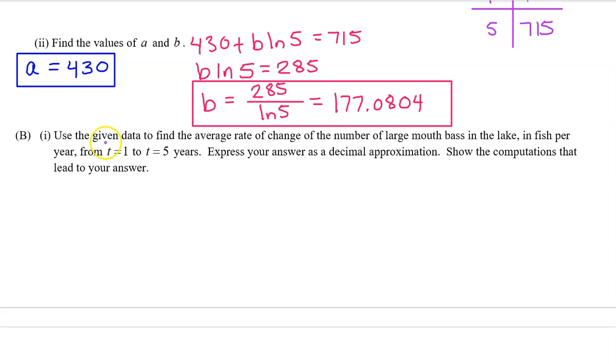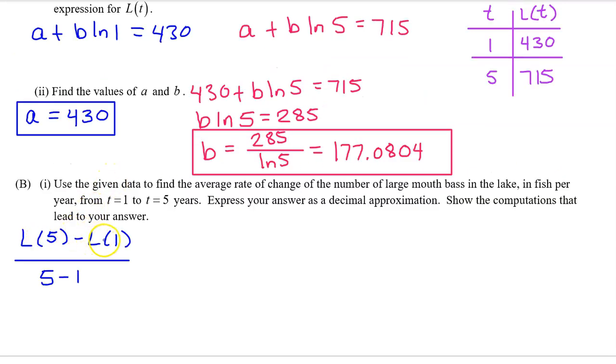B part 1. Use the given data to find the average rate of change of the number of largemouth bass in the lake in fish per year from t equals 1 to t equals 5 years. Express your answer as a decimal approximation. Show the computations that lead to your answer. The model L of t gives the number of largemouth bass. On the interval from 1 to 5, the average rate of change of L of t is given by L at 5 minus L at 1 divided by 5 minus 1. L at 5 is 715 and L at 1 is 430.